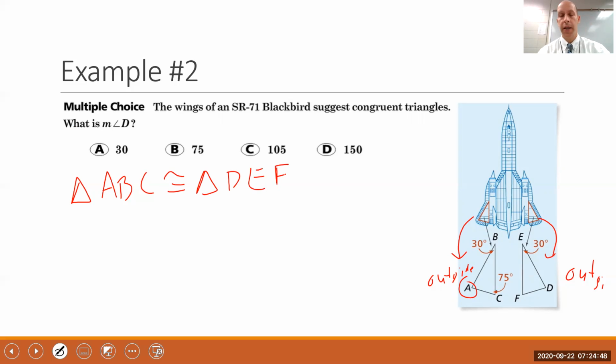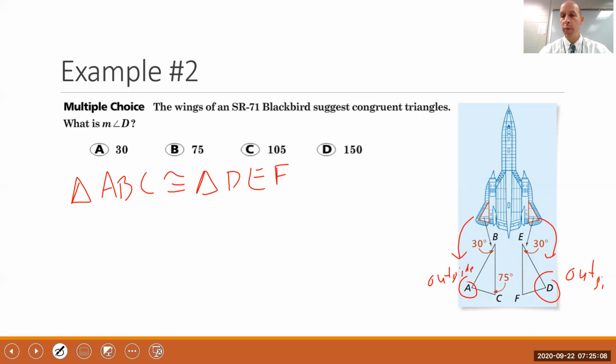Now you can't just list that in any order. Since I went from outside to the top to the back, I need to go from the outside to the top to the back, since there's a symmetry with respect to this particular airplane. The left side looks like the right side. Now we're trying to find the measure of this angle right here.